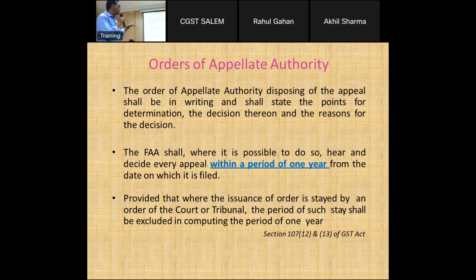If it is stayed, you can keep it as a call book, but no call book is mentioned here. They are saying that where issuance of the order is stayed by an order of a court or tribunal, the period of such stay shall be excluded from computing the period of 1 year. If the stay is there, then he doesn't have to decide. He can wait for the order, so that period will be excluded from the 1 year.